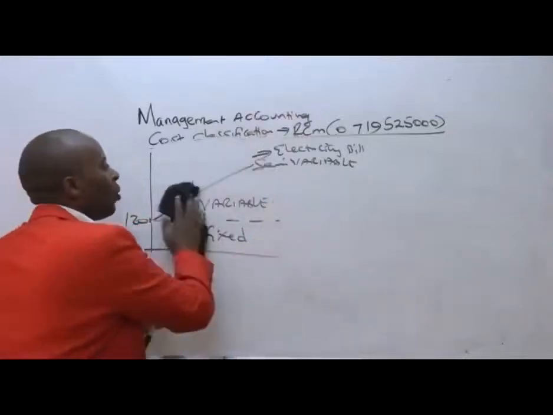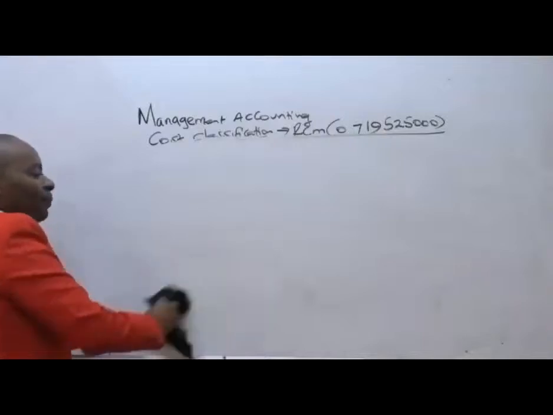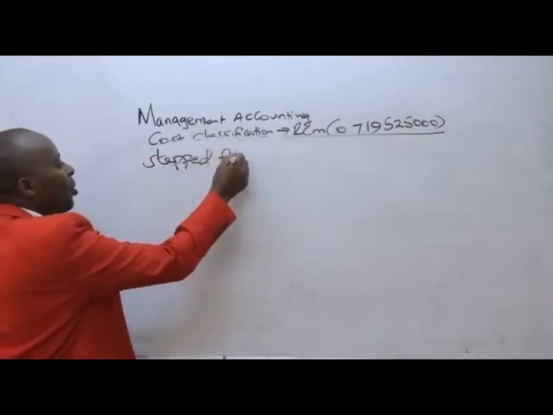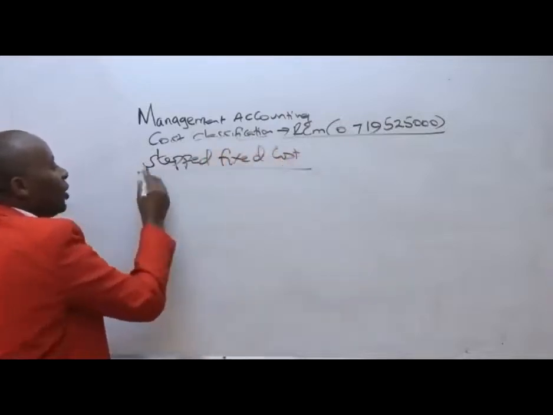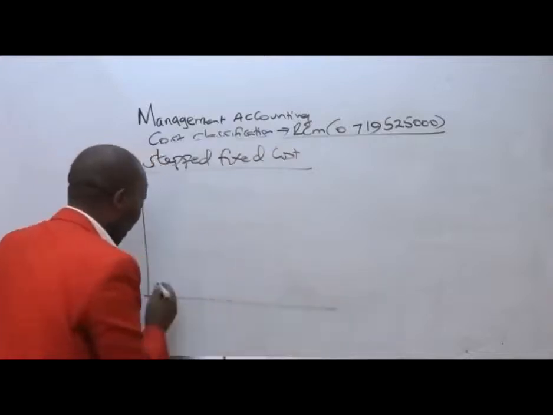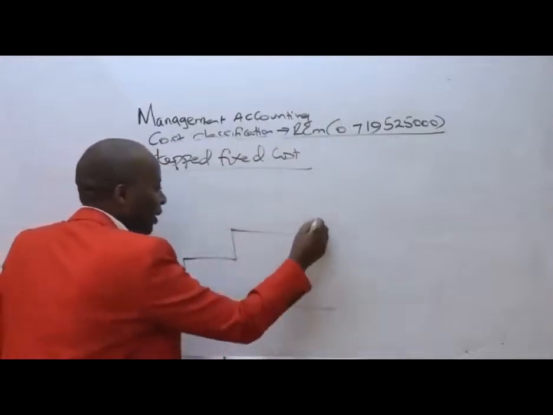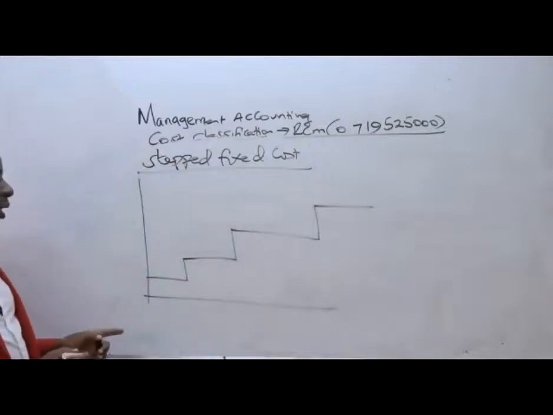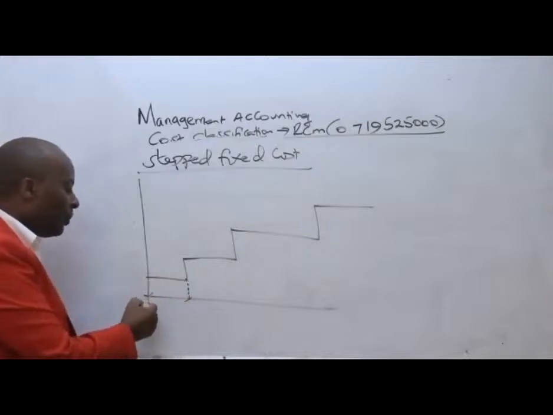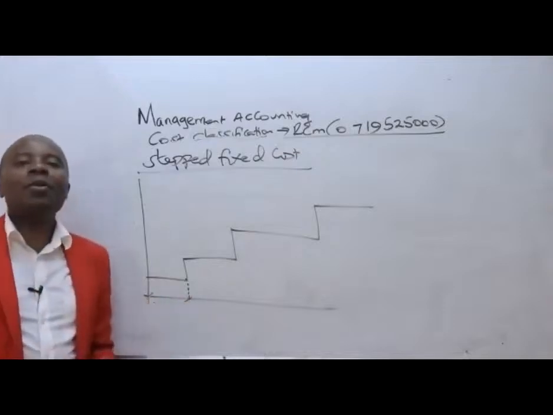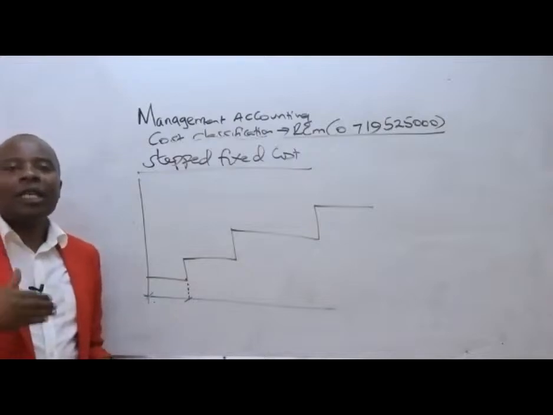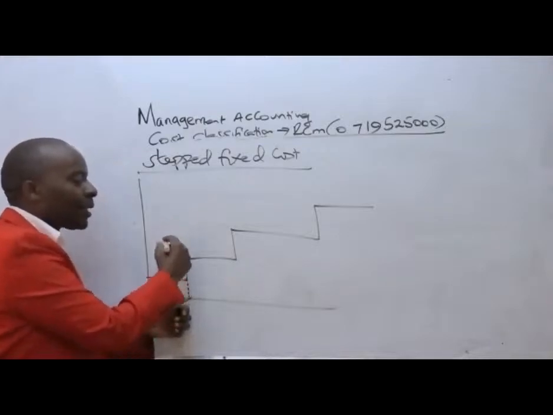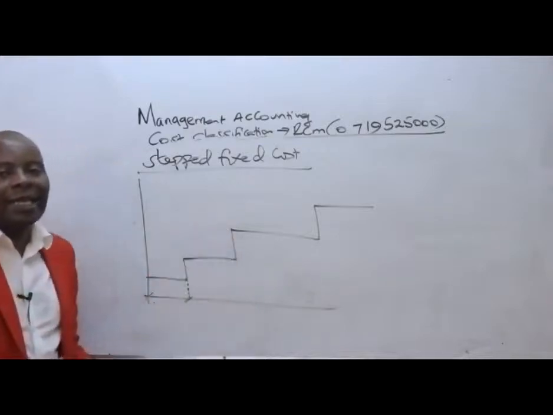And then lastly, we have what we are calling the stepped fixed cost. Stepped fixed costs, as the name suggests, ladies and gentlemen, are those costs that look like staircases. They look like staircases like this. So these are those costs that will remain constant for some range, beyond which they increase in a lump sum manner, they increase with lump sums.